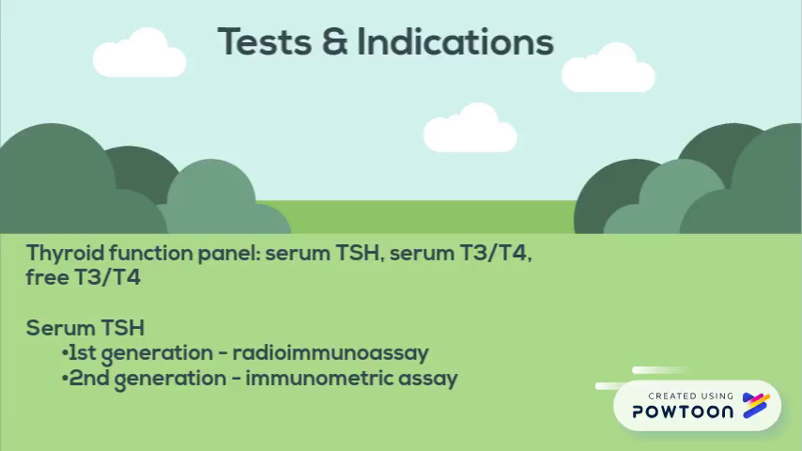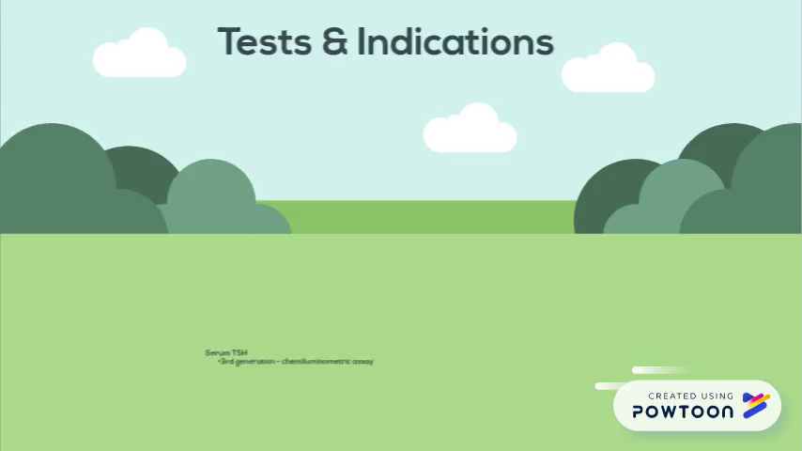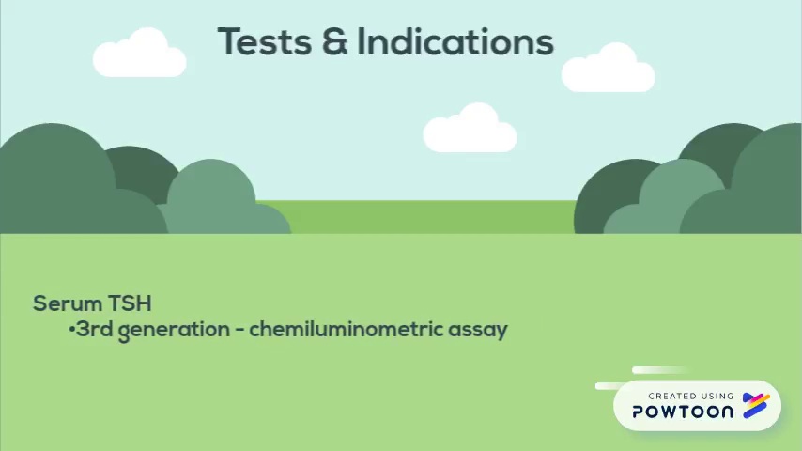Thyroid function tests include serum TSH, serum T3-T4, and free T3-T4. For serum TSH testing, there are 3 generations. The first and second generation tests have relatively high detection limits. Therefore, they can lead to false negative tests and fail to distinguish dysfunction from normal. Third generation assays are the most popular and can distinguish even mild cases of thyroid dysfunction from euthyroid patients.